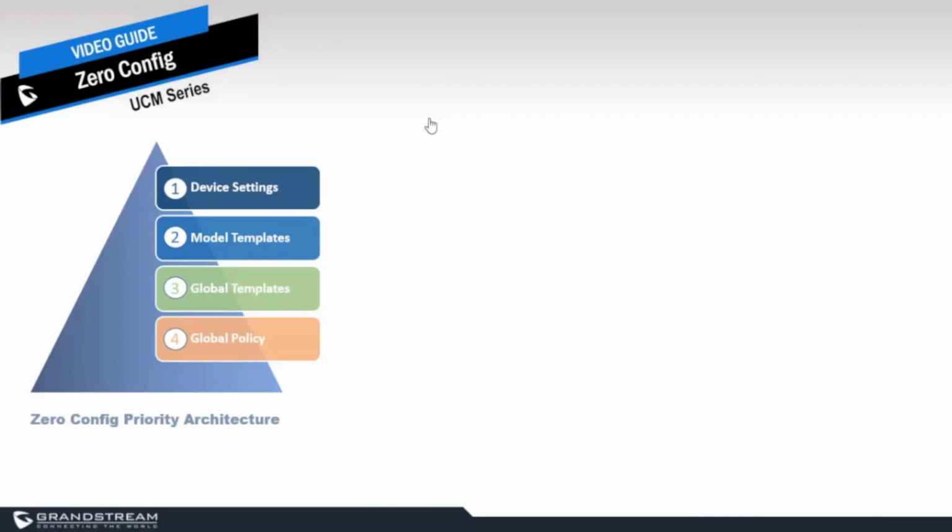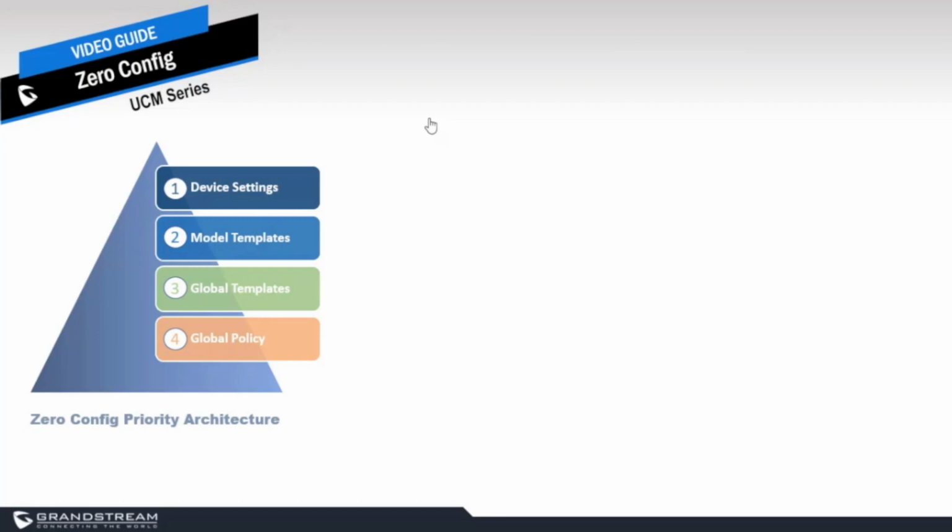So when using ZeroConfig templates, you will need to take into consideration the ZeroConfig architecture, which is made of several layers with levels of priority. At the bottom of this priority pyramid, there is global policy template, which can be used to configure some basic options that could apply to all Grandstream devices during the provisioning process, regardless of the model. So every change that you add to global policy will automatically apply to all the devices managed by ZeroConfig.